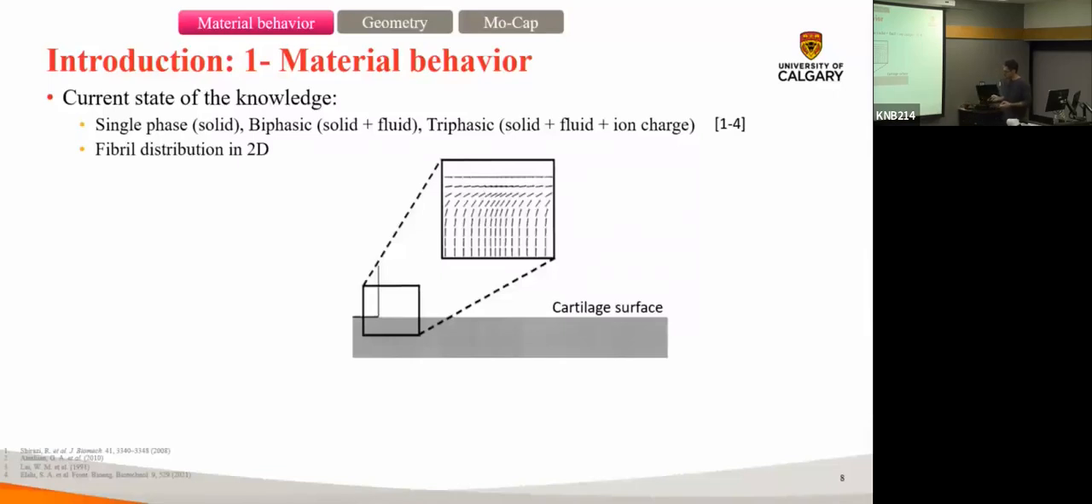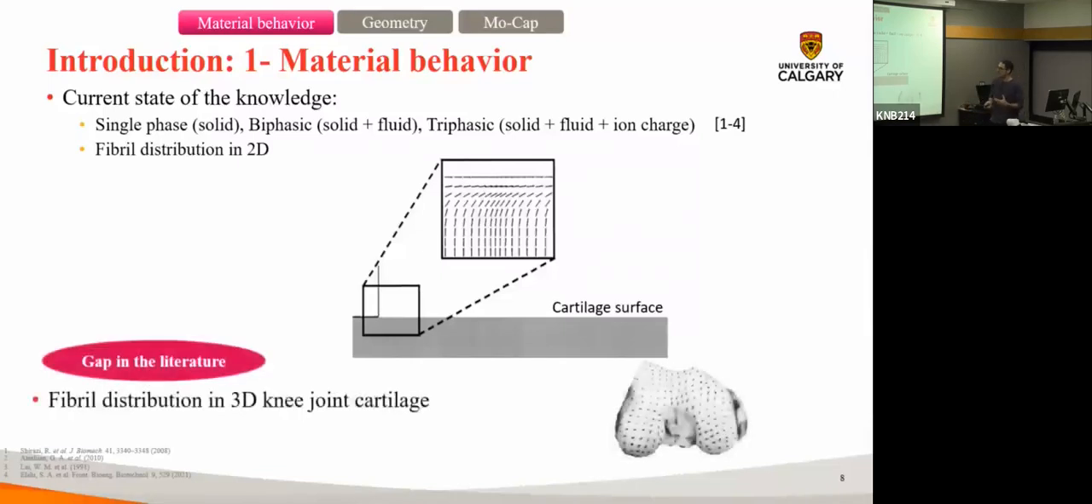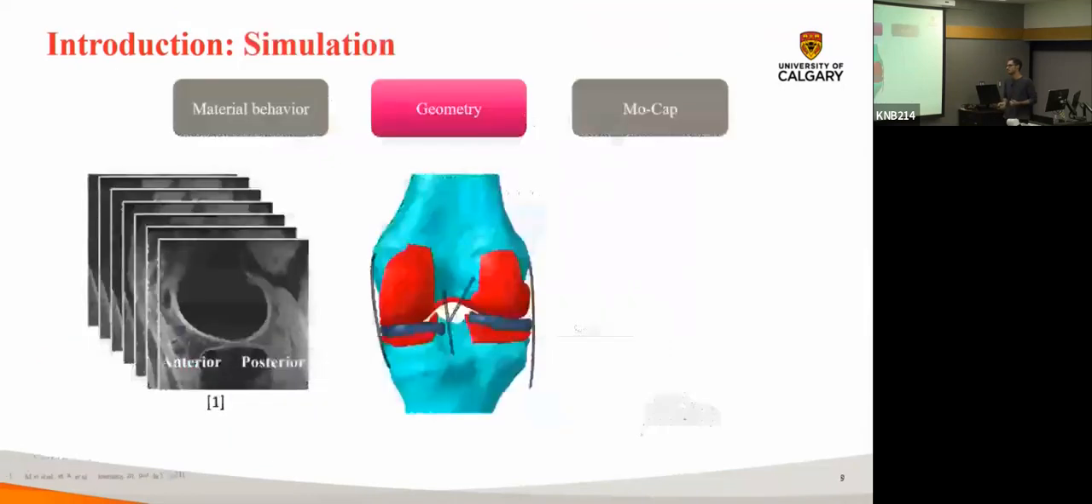So we want to introduce a 3D model and do the fiber remodeling in a 3D space for the first step in simulation, which is material behavior. So the first objective would be developing a fiber remodeling model. The second major step in simulation is geometry.